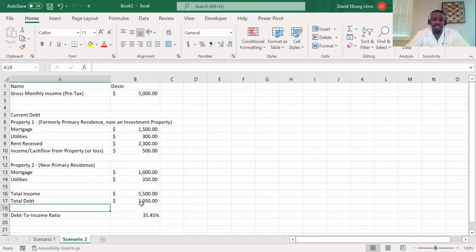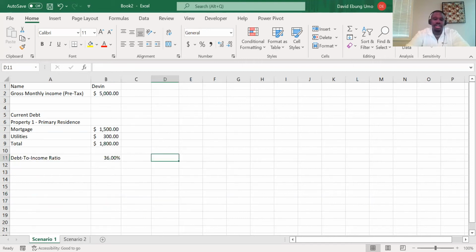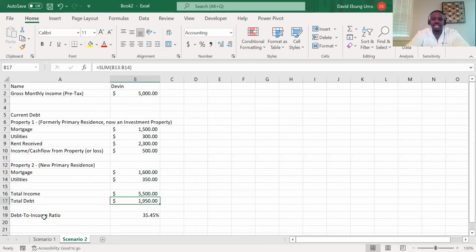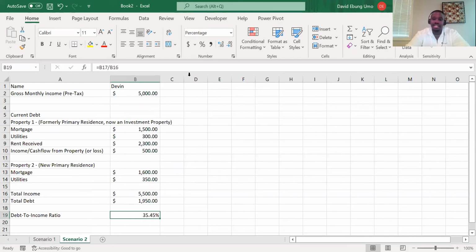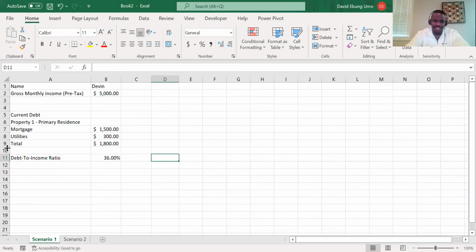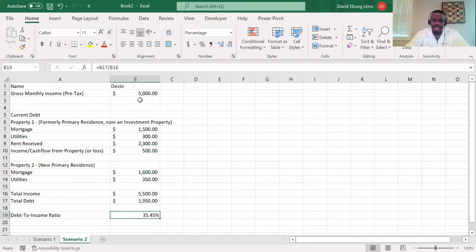Even though his debt is higher, right? Because now his mortgage is $1,600 and his utilities are $350, compared to $1,500 and $200 before, so the total here is $1,950. Still, his debt income ratio is even lower. Even though his new property has a higher housing expense, his debt income ratio is actually marginally lower. So Devin here looks way more attractive to a lender than Devin here, despite having the same active income, because now he has converted one property to cash flow.